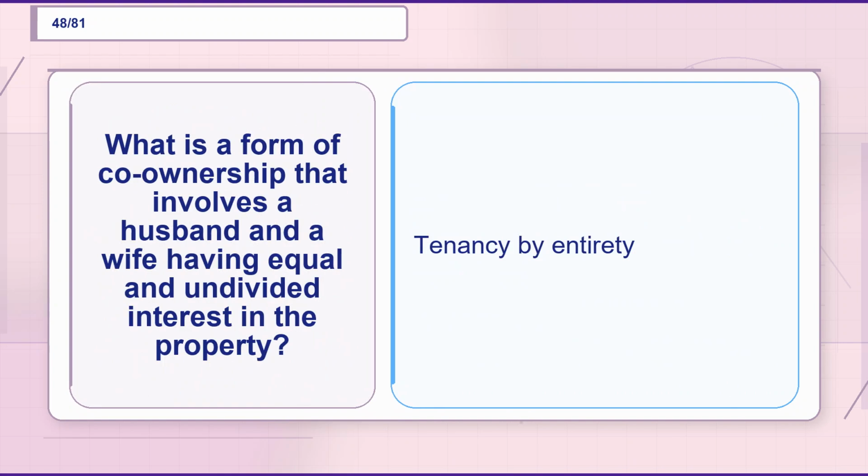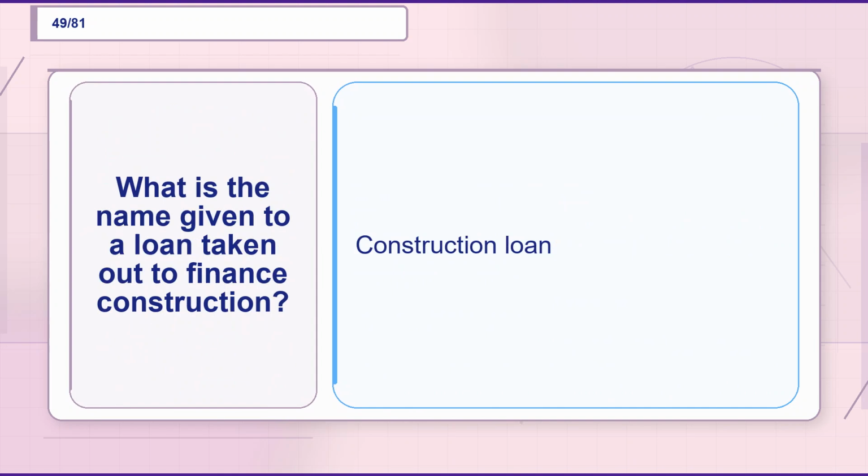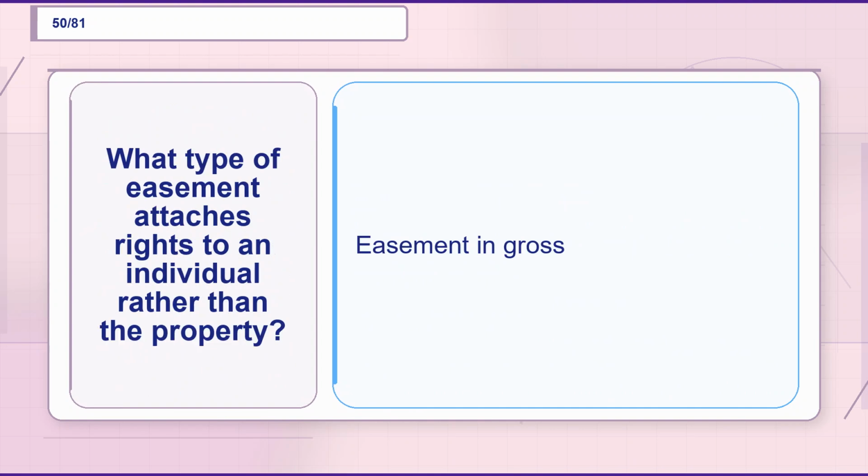Term: What is a form of co-ownership that involves a husband and a wife having equal and undivided interest in the property? Definition: tenancy by the entirety. Flashcard 49. Term: What is the name given to a loan taken out to finance construction? Definition: construction loan. Flashcard 50.